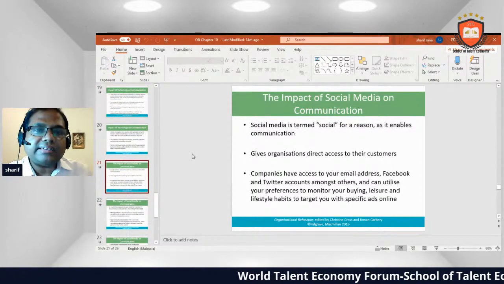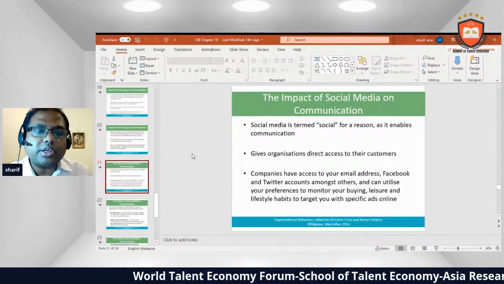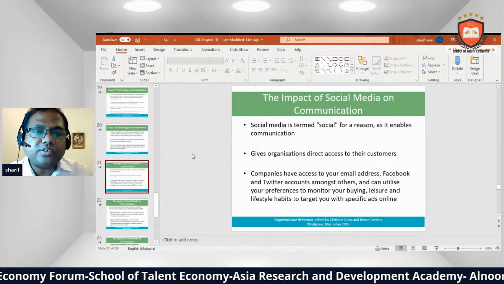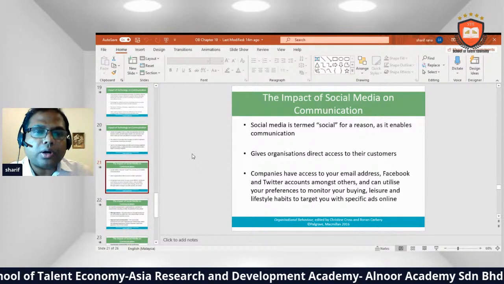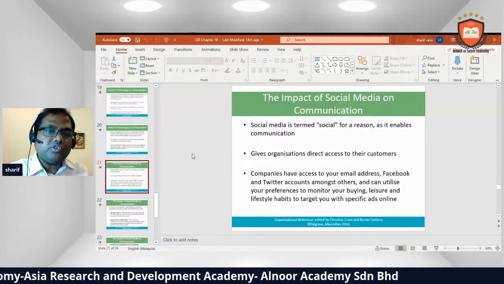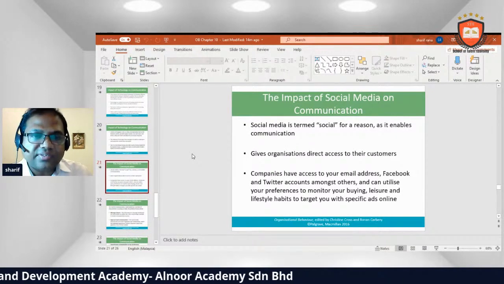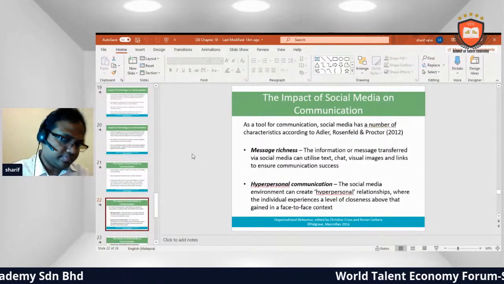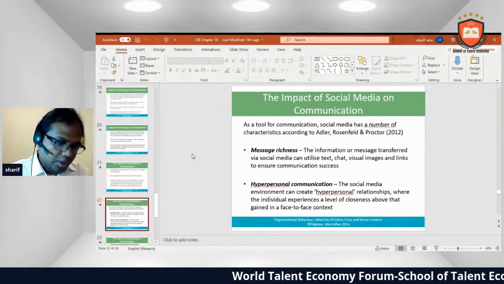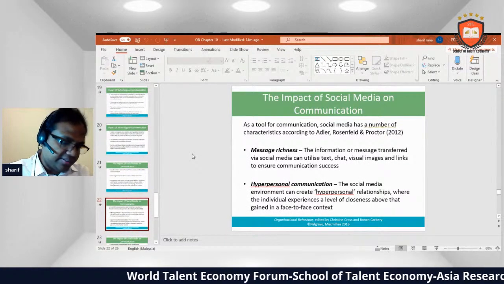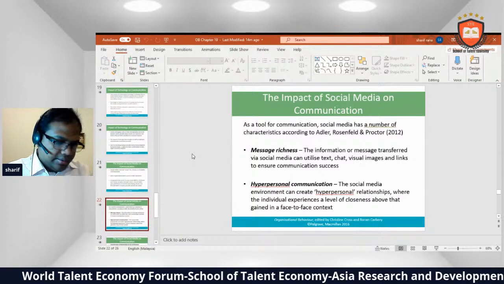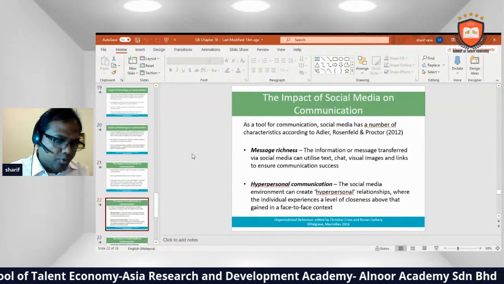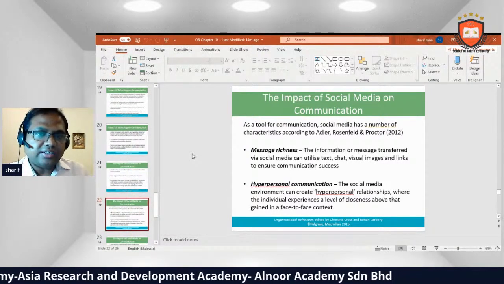Social media is termed social for a reason, as it enables communication, giving organizations direct access to the customer. Campaigns have access to your email address, Facebook and Twitter accounts, amongst others, and can utilize your preferences to monitor your buying, leisure, and lifestyle habits to target you with specific ads online. So there are many effective things we can do as tools of communication.